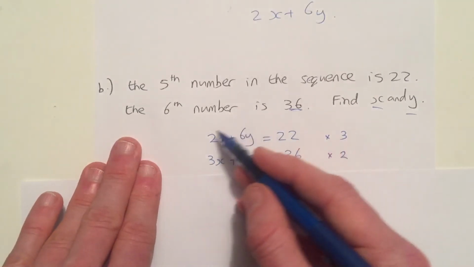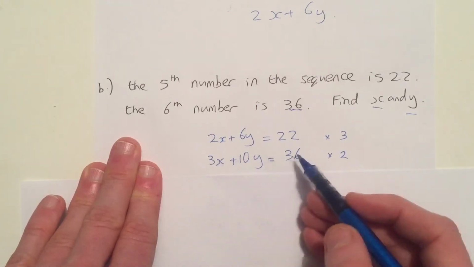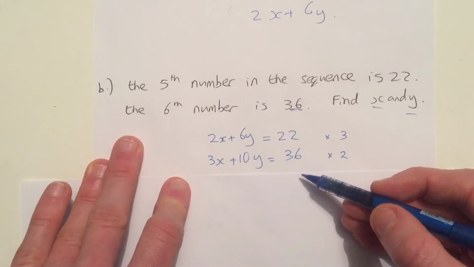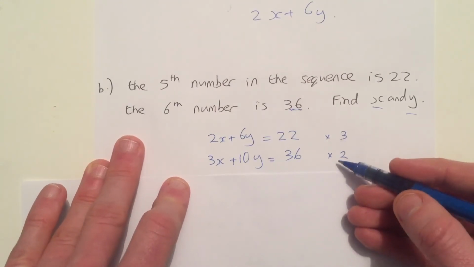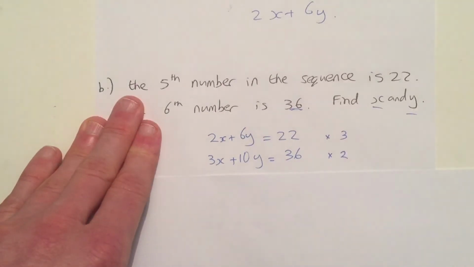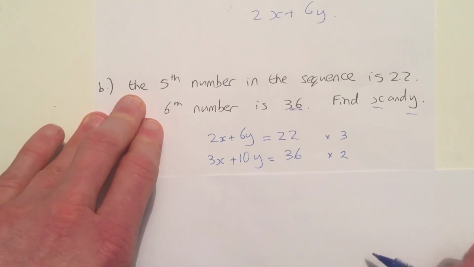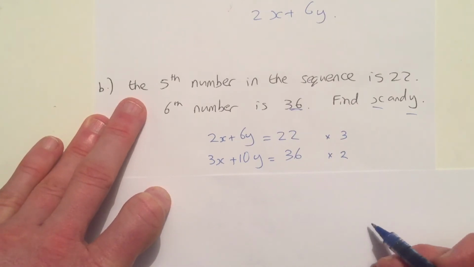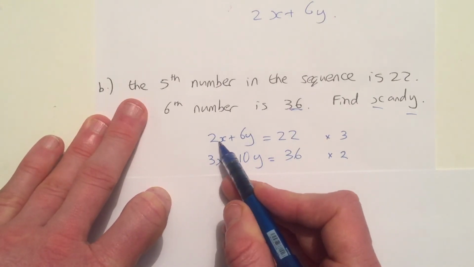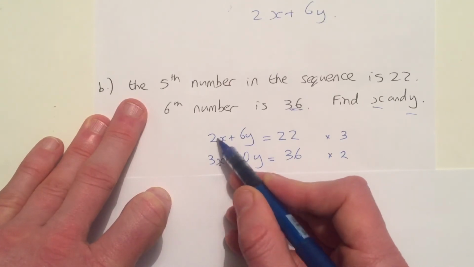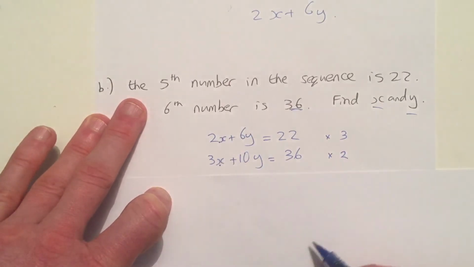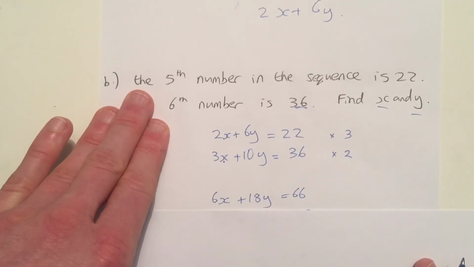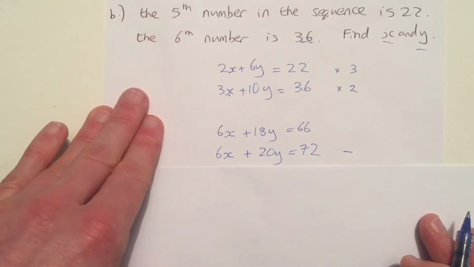So I've got my fifth number here and I've got my sixth number here. And hopefully this looks familiar to you. These are simultaneous equations. That is where this times 2 and times 3 has come from, because in order to solve these simultaneous equations, I want the coefficients to be the same. So I have decided to make this a 6x and this a 6x, so the x's are the same. If I times the top equation by 3, I get this. If I times the bottom equation by 2, I get this.